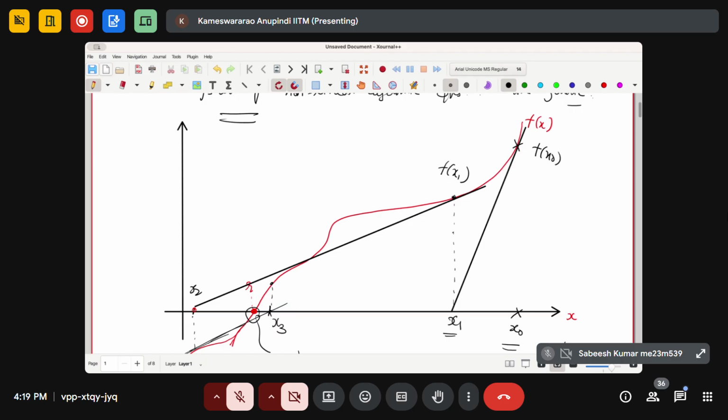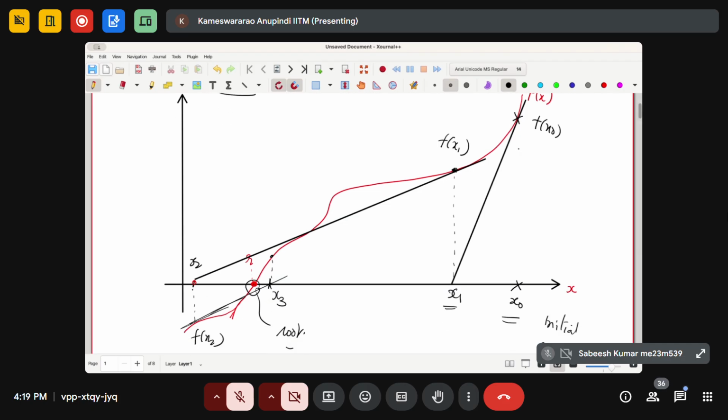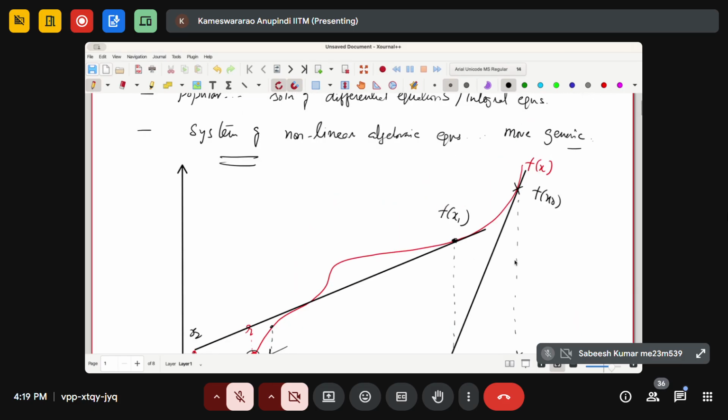So as a result, I'm going to do an iteration on it. Again, look for what is f of x1, and then I'm going to draw another tangent there, and so on. I'm going to continue with the hope that eventually it's going to converge to some root. Okay, so that is the idea. Now, how do we put this in? How do we explain this thing?